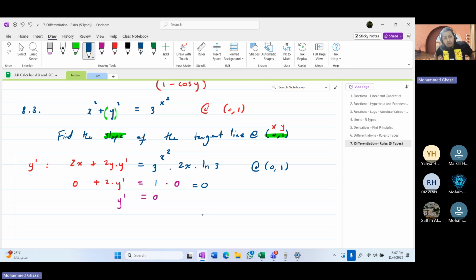So what is the slope of the tangent line at the point (0, 1)? The slope is 0. So this is the slope. Not always will you get 0 as the answer. I just chose this point (0, 1). If I chose other points, then obviously you'll get much better answers.